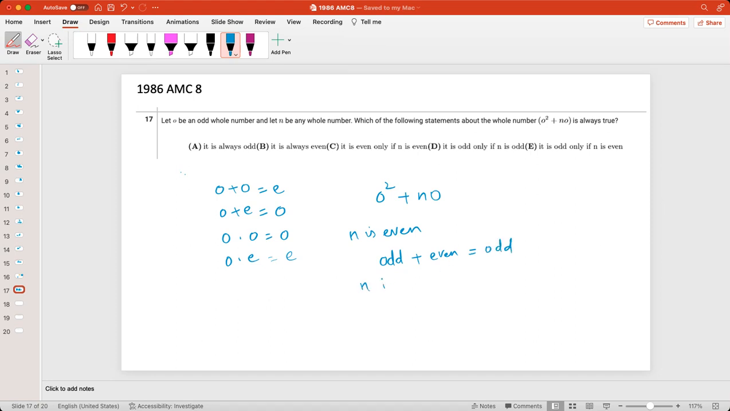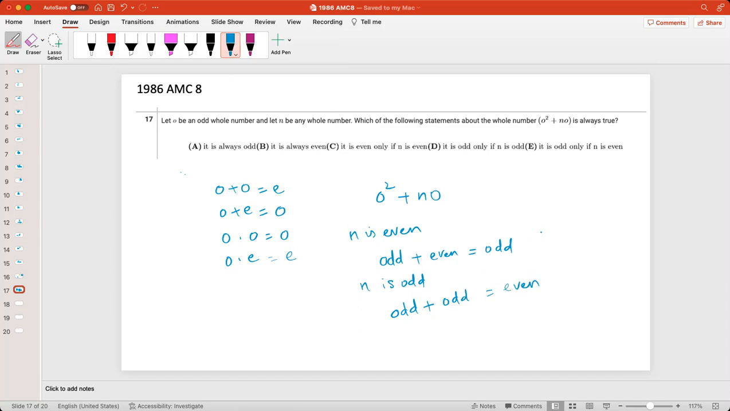Now I'm going to consider if n is odd. This first one is always odd. The second one is going to be odd into odd is odd. Now odd plus odd is even.